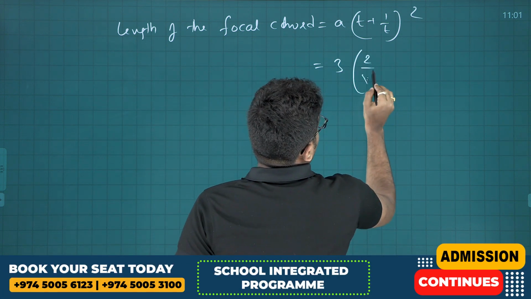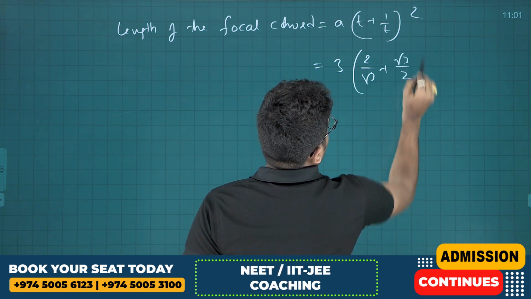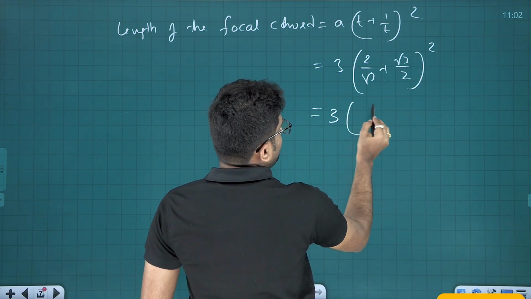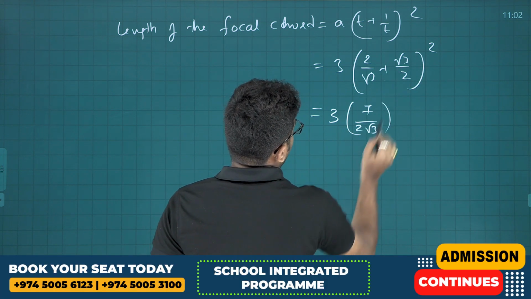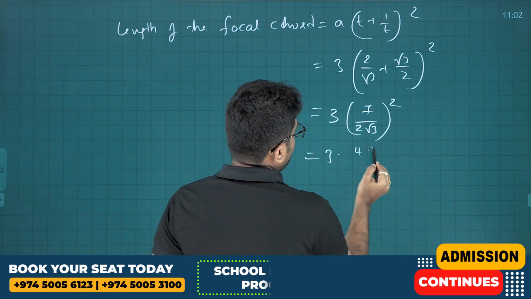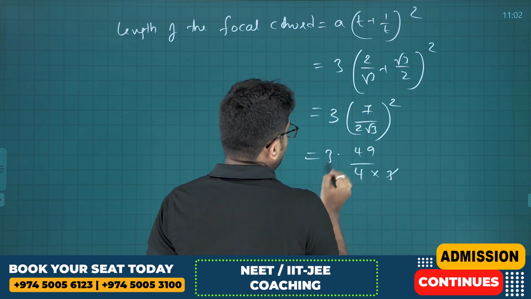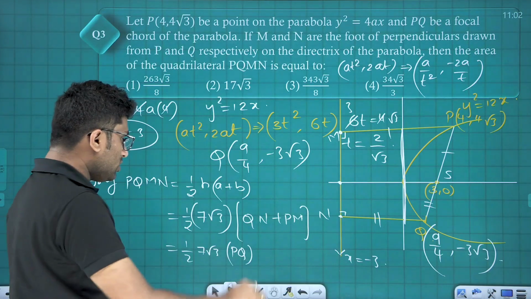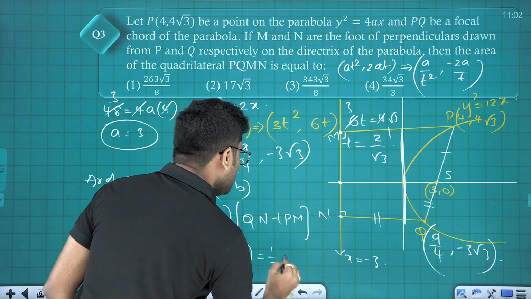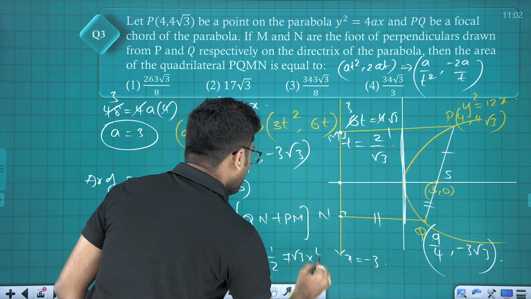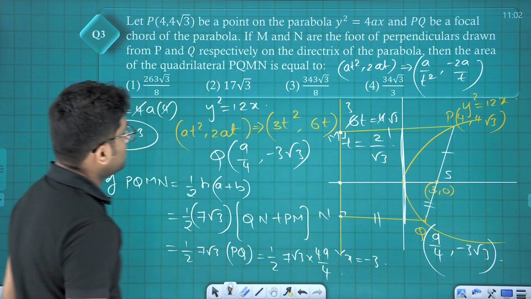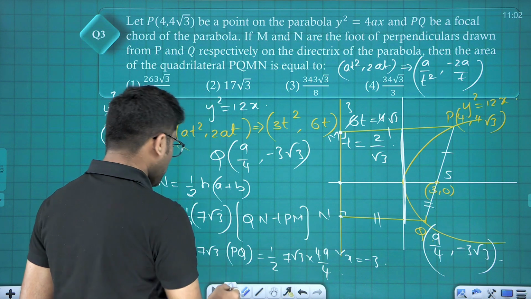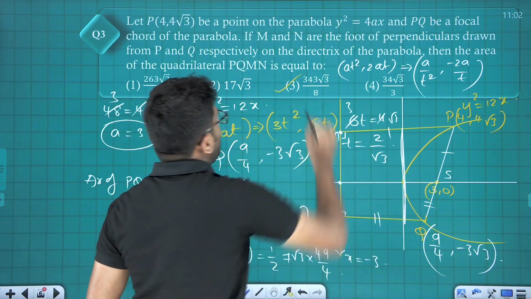So 3 times (2 by root 3 plus root 3 by 2) whole square. 2 into 2 is 4, 4 plus 3, 7 by 2 root 3 whole square, which is nothing but 49 by 4 into 3, which is equal to 49 by 4. Therefore, this area is half into 7 root 3 into 49 by 4. So 4 2s are 8 and 7 into 49 is 343. Therefore, the answer is option C.